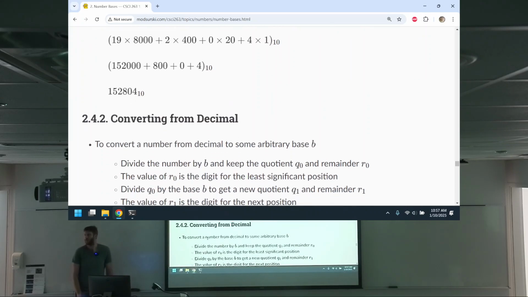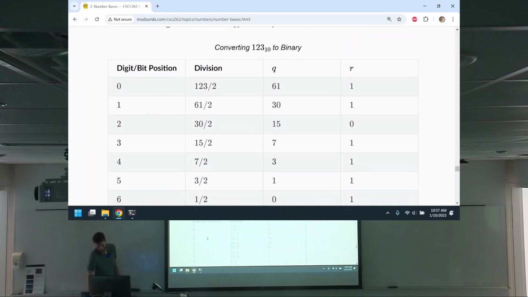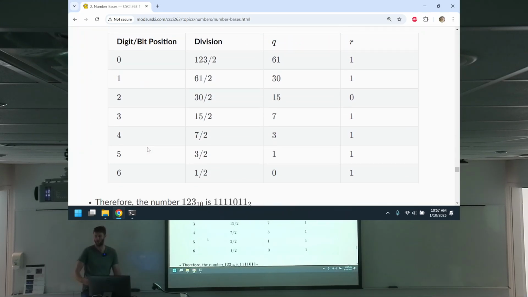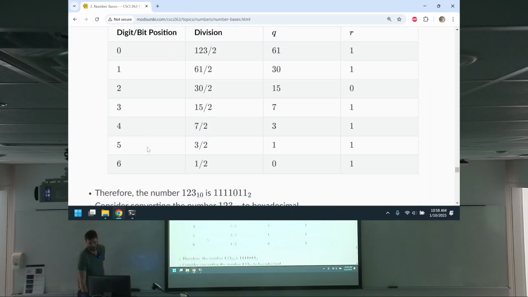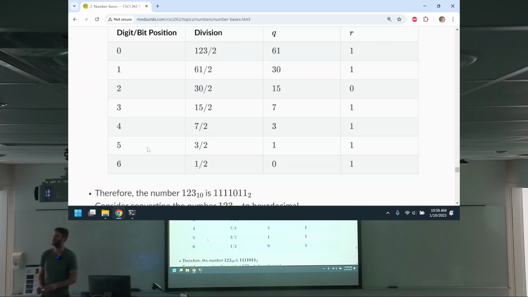All right, converting from decimal. To convert a number from decimal to some arbitrary base, divide the number by b and keep the quotient q0 and remainder r0. I'm just going to show you the example. You can work through this to generalize it, but it's easier to just follow the example. If I have the number 123, I divide it by 2. What do I have left? I have 61 remainder 1.